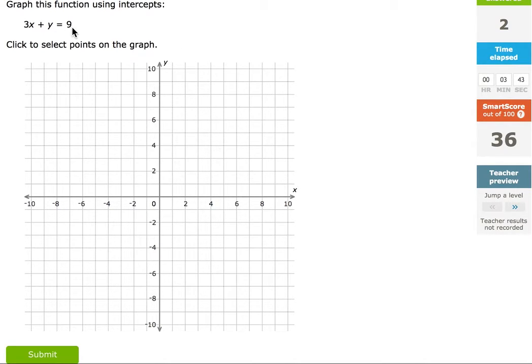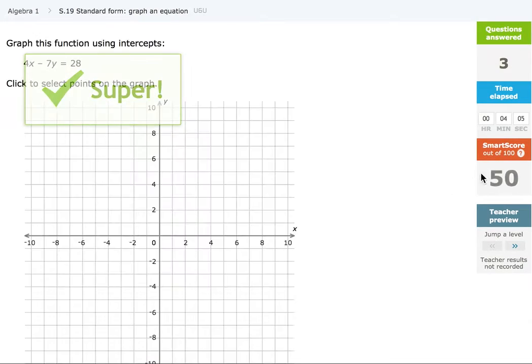Now let's go ahead and find the x-intercept first. 9 divided by the coefficient of x, 3. 9 divided by 3 is 3. So on the x-axis, we look for positive 3. Click there. And then 9 divided by positive 1, that is 9. So we click 9 on the y-axis and we submit.